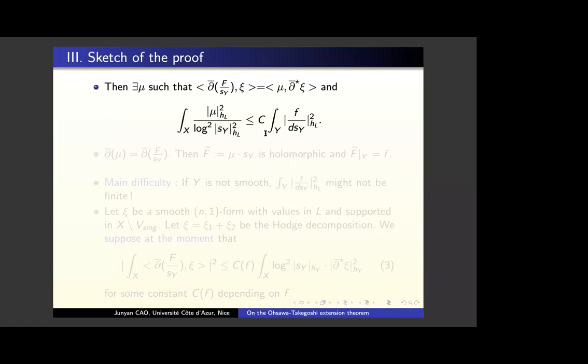So therefore, by using Riesz's representation theorem in functional analysis, we know that we can find some μ such that we have this equality for any smooth ξ. And also the L2 norm of μ is controlled by this term, which is finite when Y is smooth. Since this equality holds for any ξ, we know that we have this equality. In particular, we know that μ times s_Y is holomorphic, since this one equals zero outside Y. So the product is holomorphic, and it's easy to check locally that by this equality, F extends the small f. And moreover, by using this L2 condition, we know that the L2 norm of F is also controlled by this term.